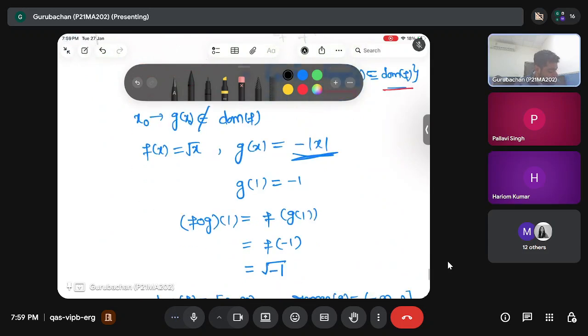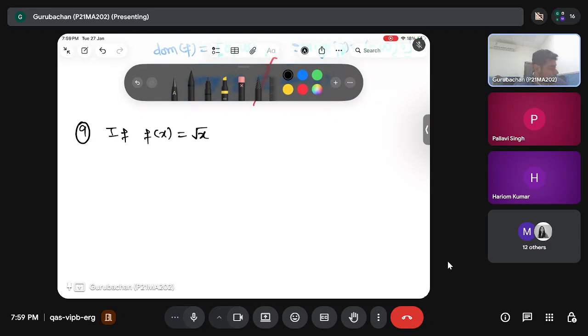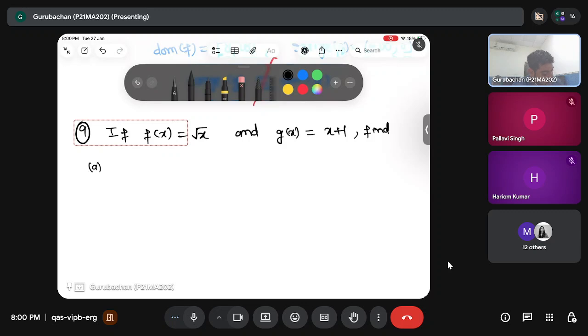So let me write a question over this composition. If f(x) is under root x, now tell me what is the domain of f(x)? No negative real numbers. Okay. And g(x) is x plus 1. Find f composition g of x, and also tell me when this composition is well defined.